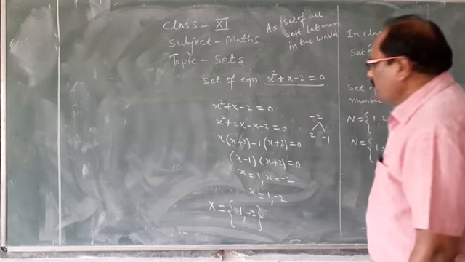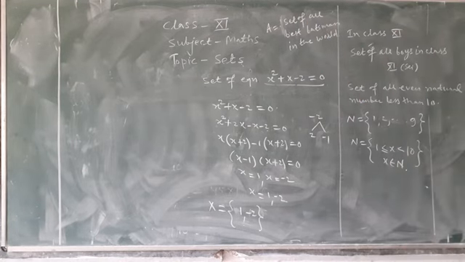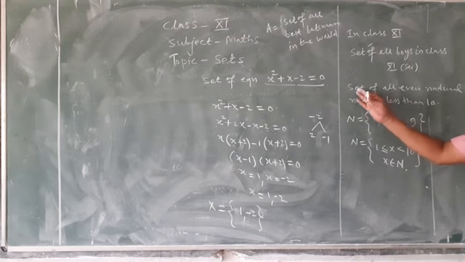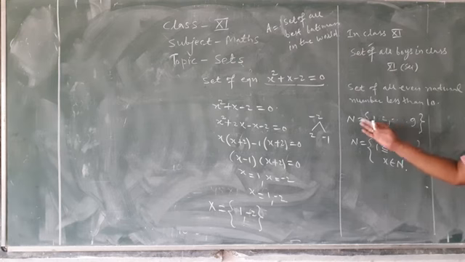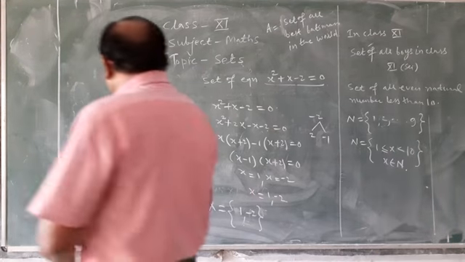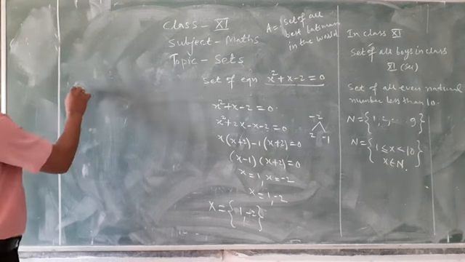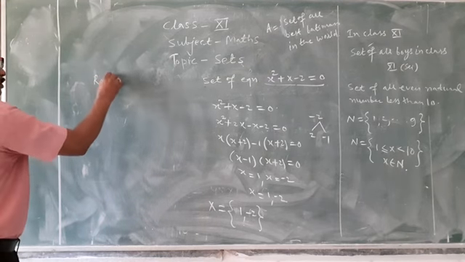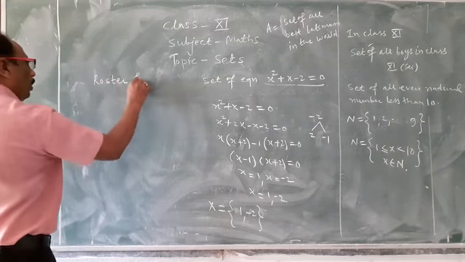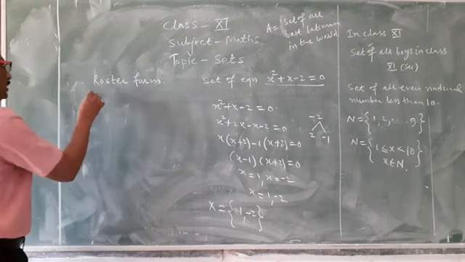Set means what? Set means elements should be well defined. Here also we have written set of all even natural numbers, means elements are defined. Any set can be written in the form of roster form and set builder form.